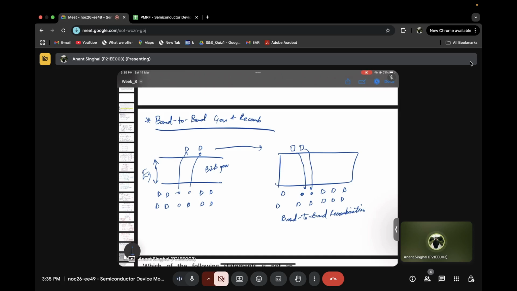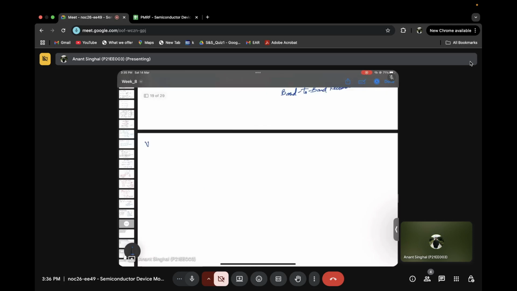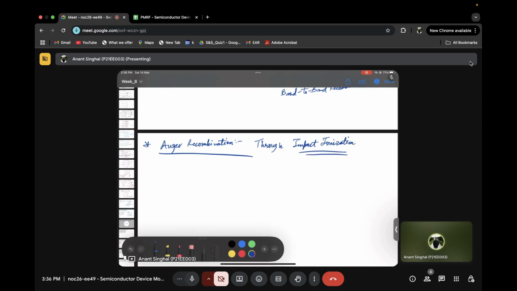There is one phenomenon that we need to study, which is nothing but Auger recombination, because this is the main model that we use in our TCAD device simulations. It actually happens through impact ionization. So does anyone know what impact ionization is? Any idea?